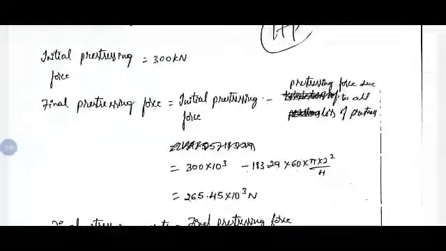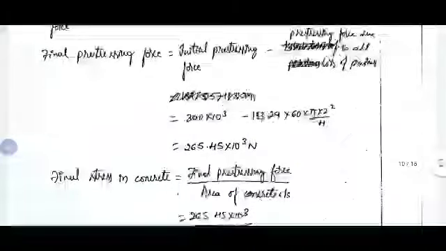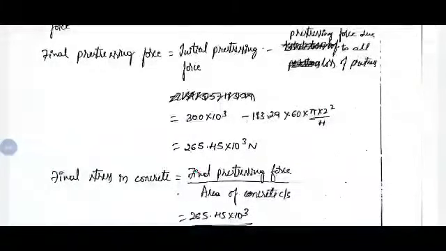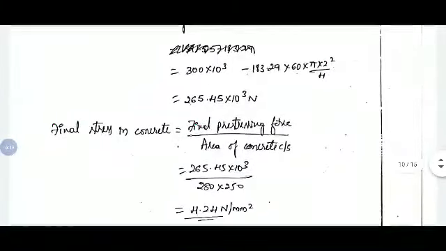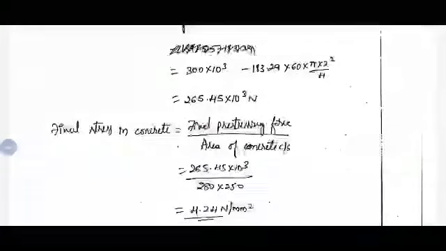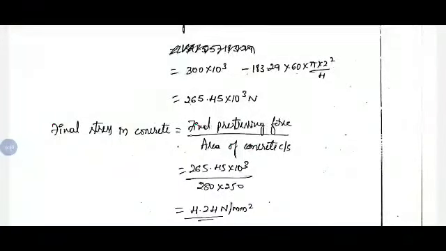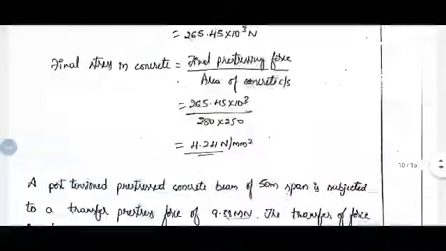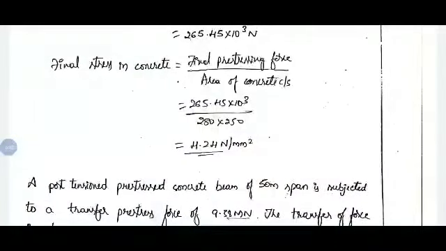So the loss of prestress you have calculated, total loss, is 183.29. If you take the cross section, we come to know what stress or force is lost in it. So if you subtract it from the initial pre-stressing force, we will get 265.45 kilonewton. So final stress in concrete, final pre-stressing force by area of cross section, is 4.24 Newton per mm square.